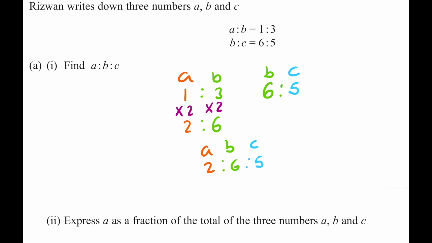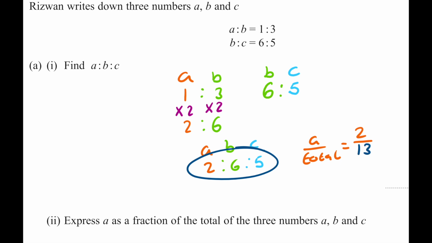Part 2 then says, express A as a fraction of the total of the three numbers A, B, C. So in this case, it's going to be A over the total. The number of parts that are A is 2. And the total number of parts we find by adding all of these together. So 2 plus 6 gives you 8, plus 5 then gives you 13. So it's 2 over 13.